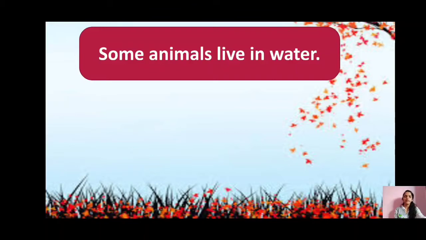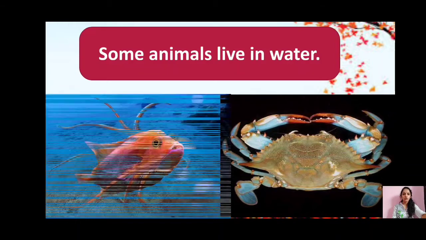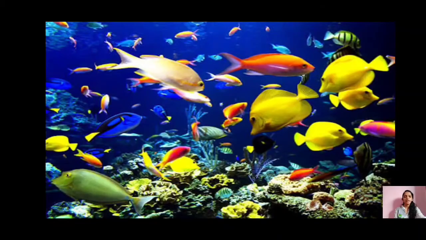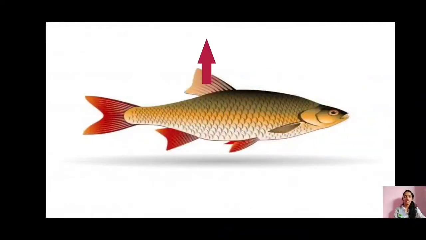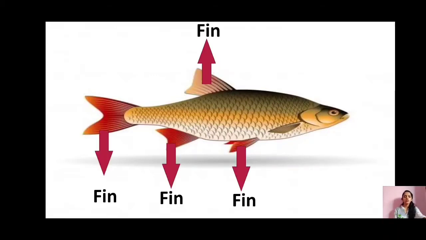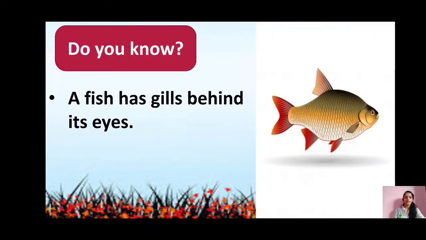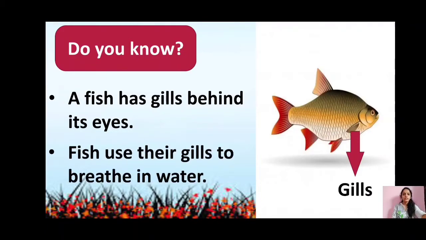Some animals live in water. Which are they? Yes, fish, crabs, octopus, whale, etc. live in water. There are different kinds of fish. They live in water. Fish have fins. This is known as the fin. So, fish use their fins to move in the water. They also have scales on their body. These are the scales. Do you know? A fish has gills behind its eyes. These are the gills. Fish use their gills to breathe in water.